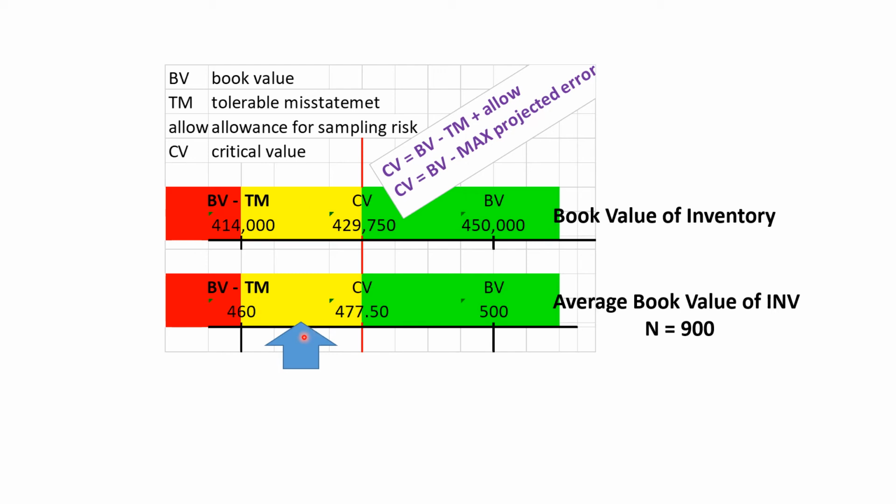In this case, the sample mean was 465. That's greater than 460, but less than my critical value. I need more evidence. Now notice, this doesn't prove that inventory is materially overstated. The sample results indicate that it's greater than 460. That doesn't indicate it's materially overstated. So my projected balance is greater than 414, so I can't say inventory is materially overstated. But I'm not comfortable. The projected error is too close to tolerable misstatement. I can't be comfortable.